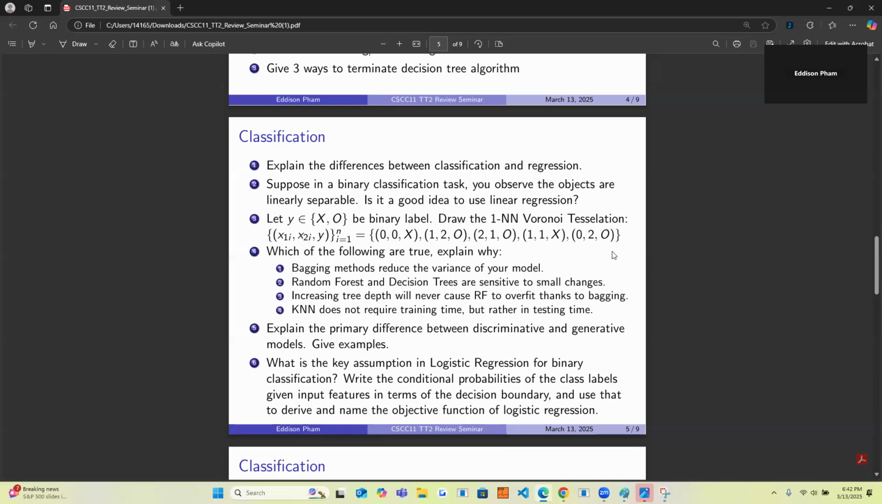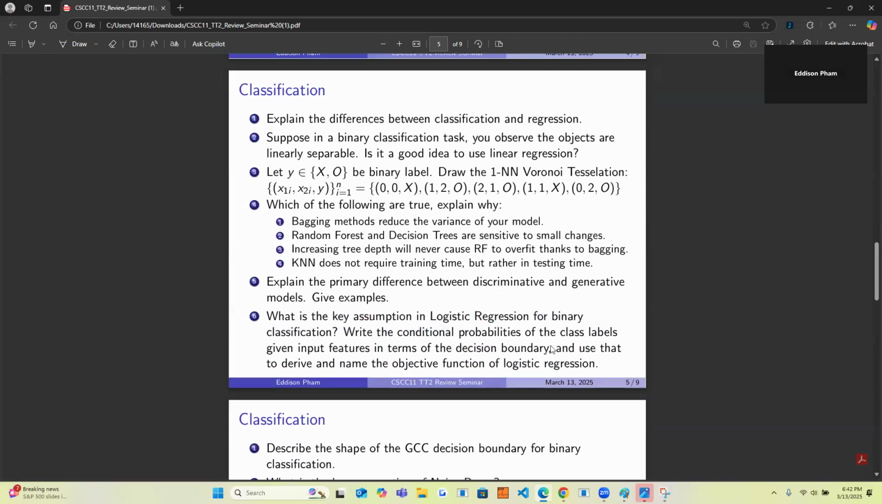Question 6. What is the key assumption in, actually for this one, this is a whole entire question on my exam when I took it for term test 2. I might actually have to give you guys like 10 minutes. Actually, let's start with the first one. What is the key assumption in logistic regression for binary classification? Does anyone remember?